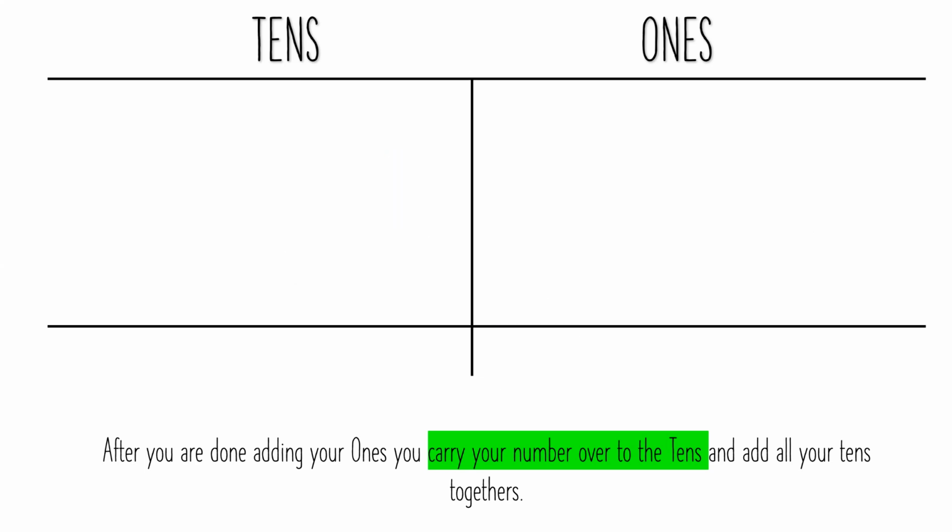All right, let's do one more. 57 plus 33. We're going to break apart 57, 7 ones, 5 tens, 3 ones, 3 tens. This is a great time to pause the video, solve your problem, and take a picture.